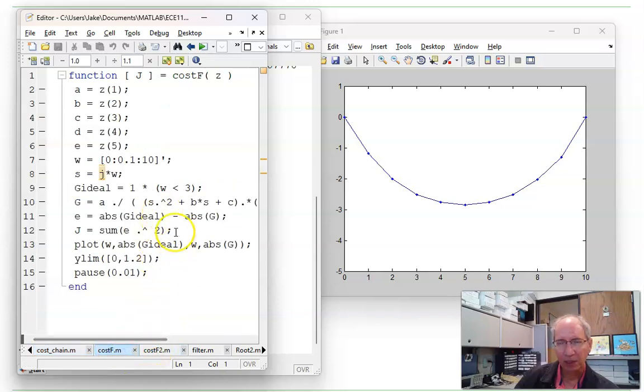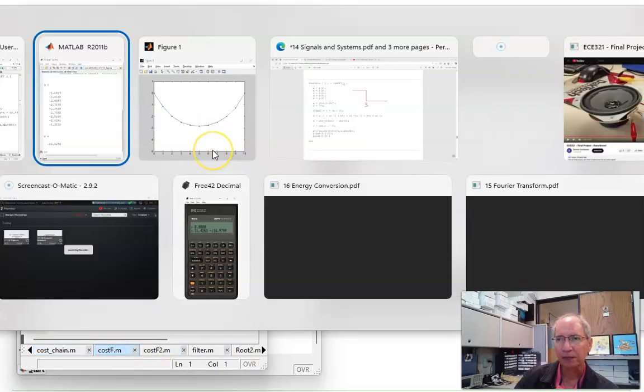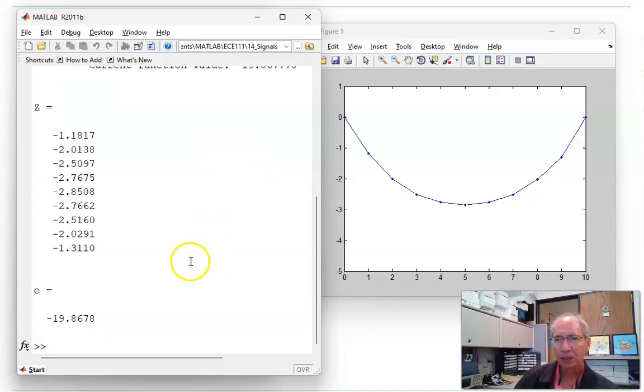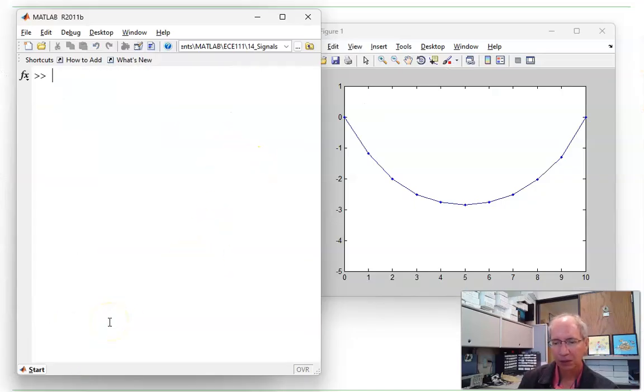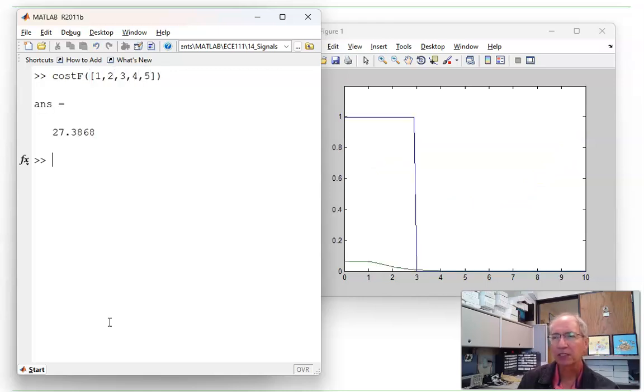Here's my filter, cost f. So that's my 5 gains. Here's what the gain should be. Here's what my filter is. There's the sum squared error, 27. Can I do better? So let's try 5.